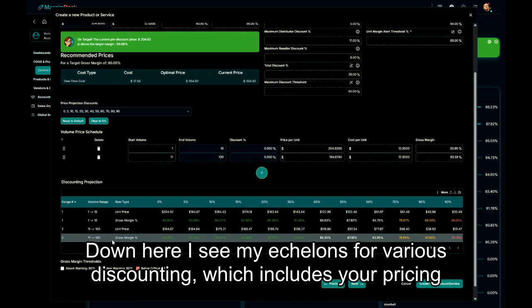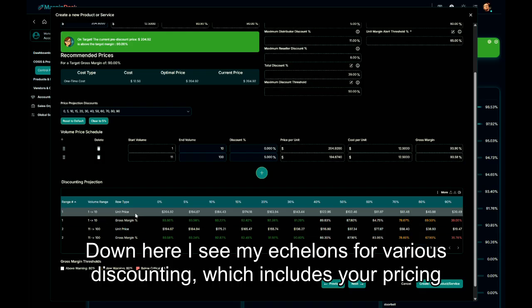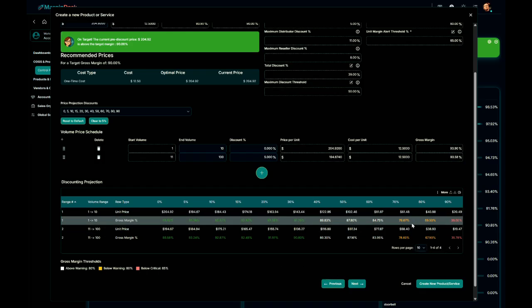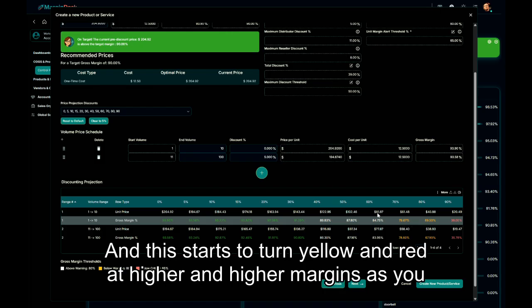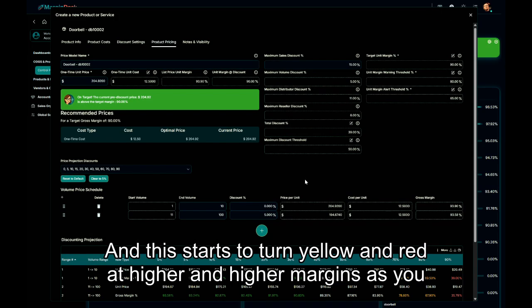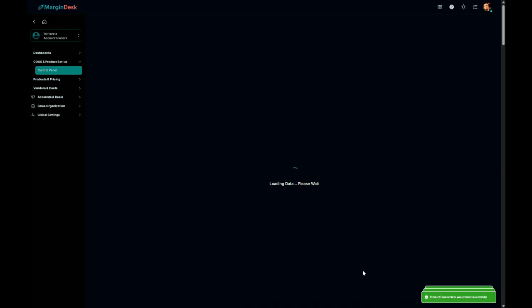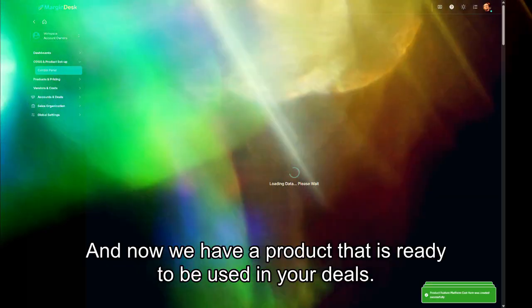Down here I see my echelons for various discounting, which includes your pricing and margins, and this starts to turn yellow and red at higher and higher margins as you start to add more echelons. And I will hit save, and now we have a product that is ready to be used in your deals.